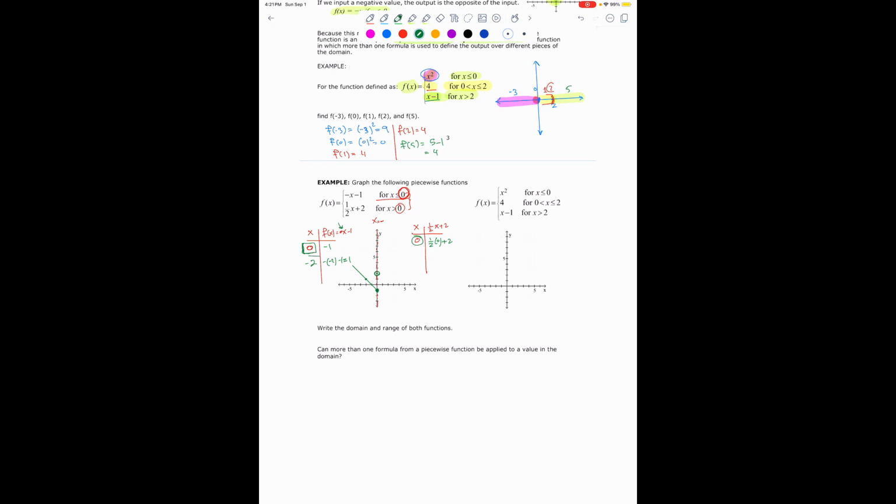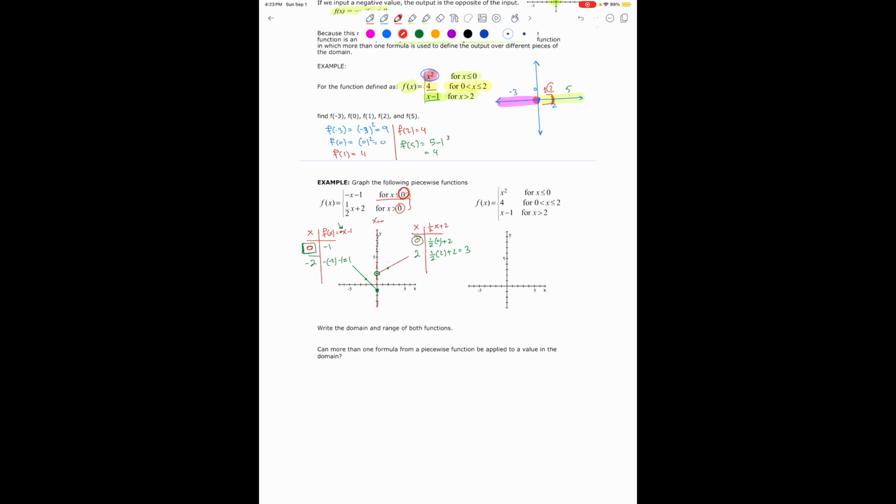Now, this is a line, and the second half is another line, so I will need another point. We're going to choose a point that is greater than 0, let's say 2 to be easy, because we want to cancel the 2. We'll have 1/2 times 2 plus 2. That is 1 plus 2, which is 3. So the second point is 2 and 3. 2 and 3 is right here. And I know that the second graph is a line as well, so I'm just going to connect that line.